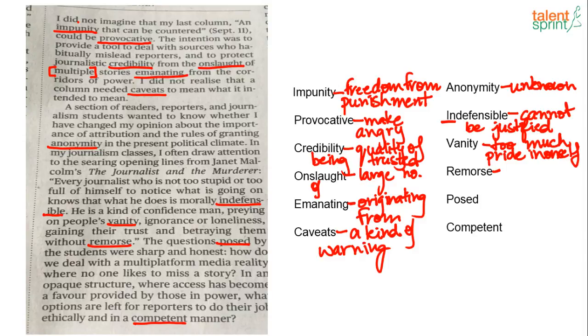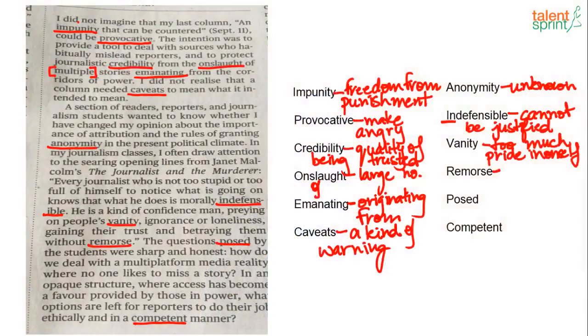Okay, so he is a kind of confidence man preying on people's vanity, ignorance, or loneliness, gaining their trust and betraying them without remorse. So, like I was saying, what do journalists do? Journalists get people into confidence, they make them speak, and then often whatever people have revealed to them, they go and write in the newspaper or they make it public without remorse.